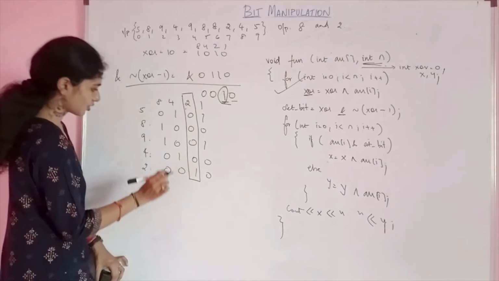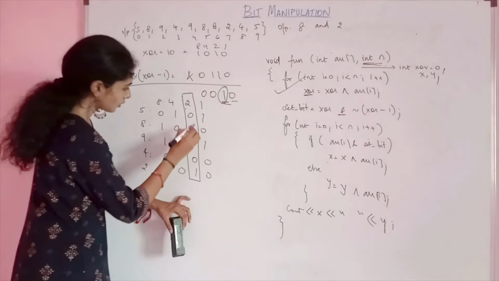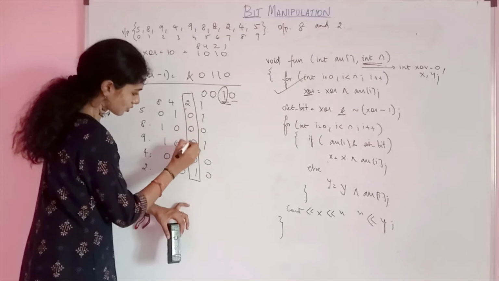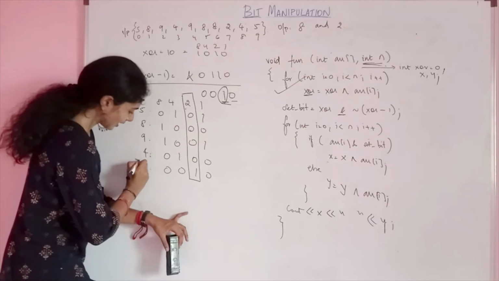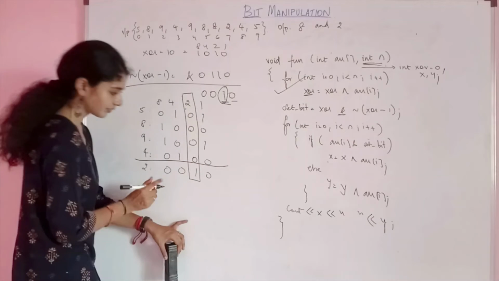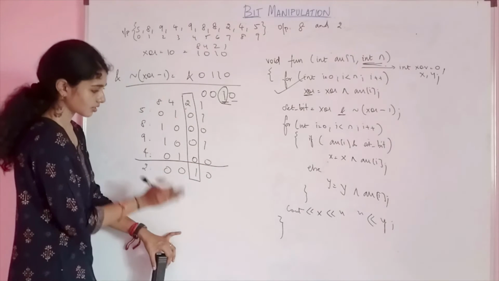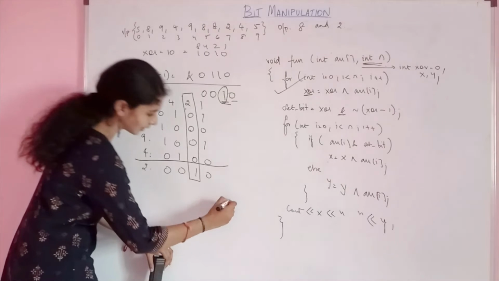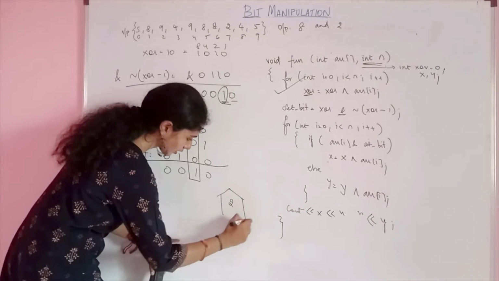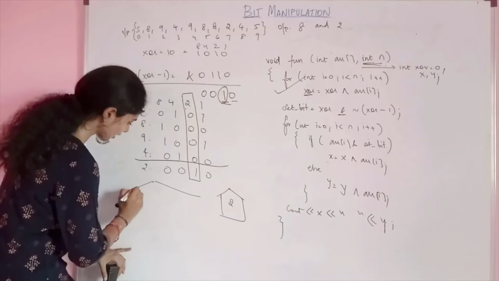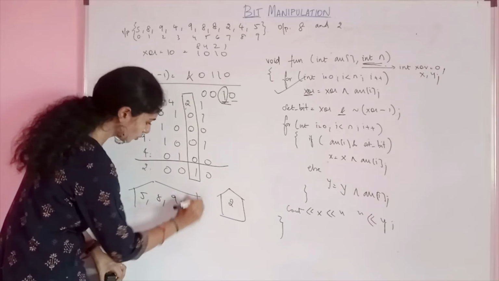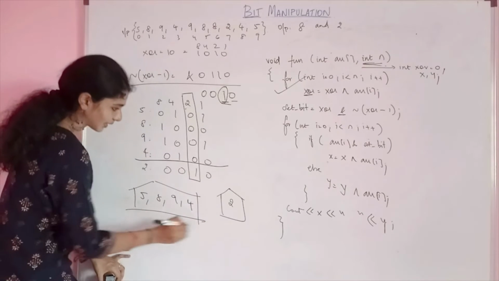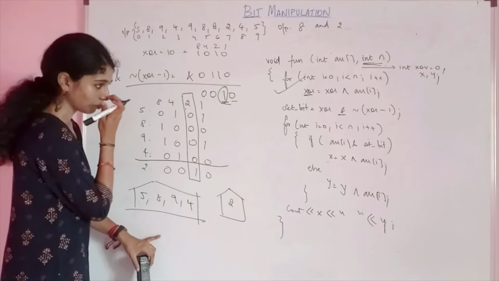Alright? So just notice now. You can see that the others have 0 at that position, and 2 is the only one that has 1. So it simply means 2 is going to be a separate class. 2 will be one class. Alright. And the other elements, that is 5, 8, 9 and 4, will be considered separately.